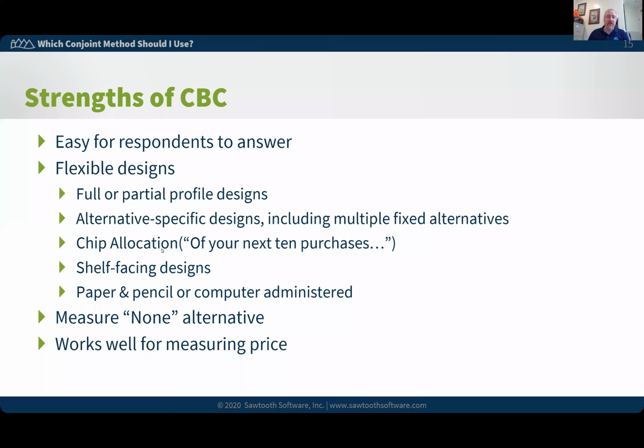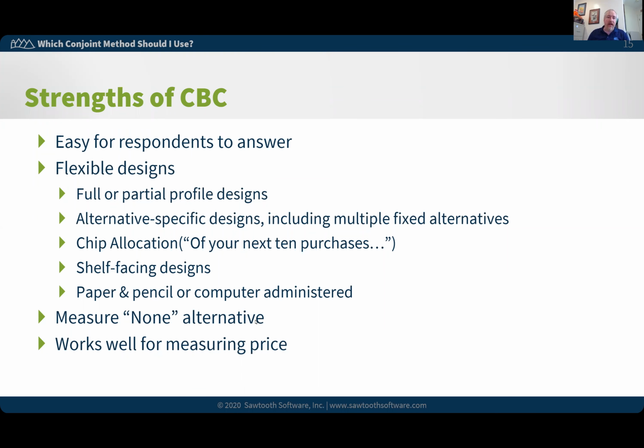You can do chip allocation. So you can say, of your next 10 purchases, you can make these things look like store shelves. Because we're coming up with a fixed design typically ahead of time, you can do these things paper and pencil. You can take it out and run it through a different computer program, or you can run it in our software. You can also measure a non-alternative.